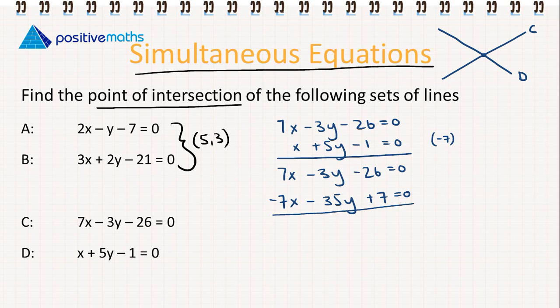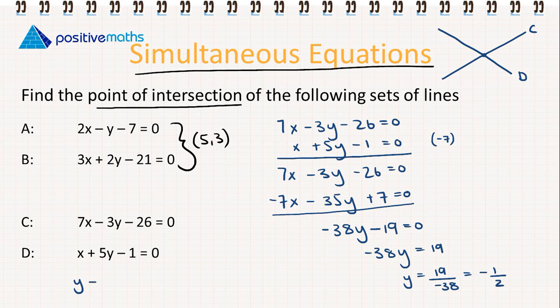Now my x terms cancel: 7x minus 7x gives me 0. Minus 3y minus 35y gives me minus 38y. And minus 26 plus 7 gives me minus 19. So we have minus 38y equals 19. So y is equal to 19 divided by minus 38. When I simplify that fraction, it's minus a half. So my y value, let's write it down here, is minus a half.